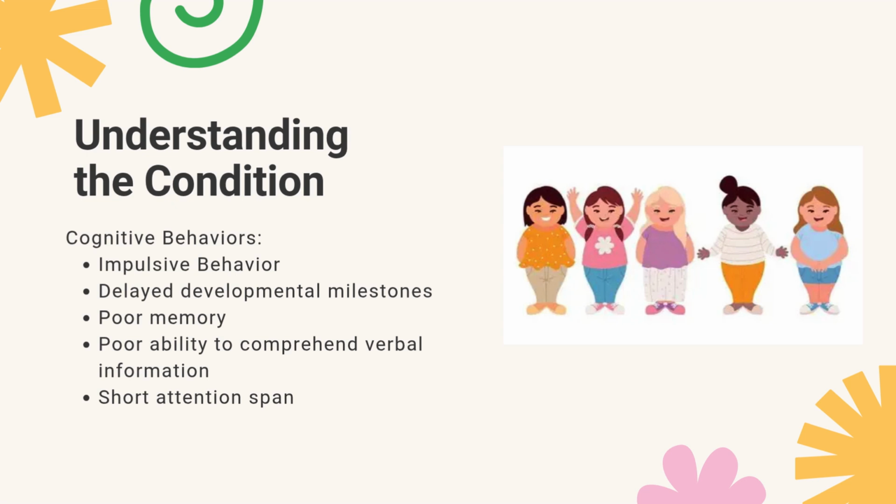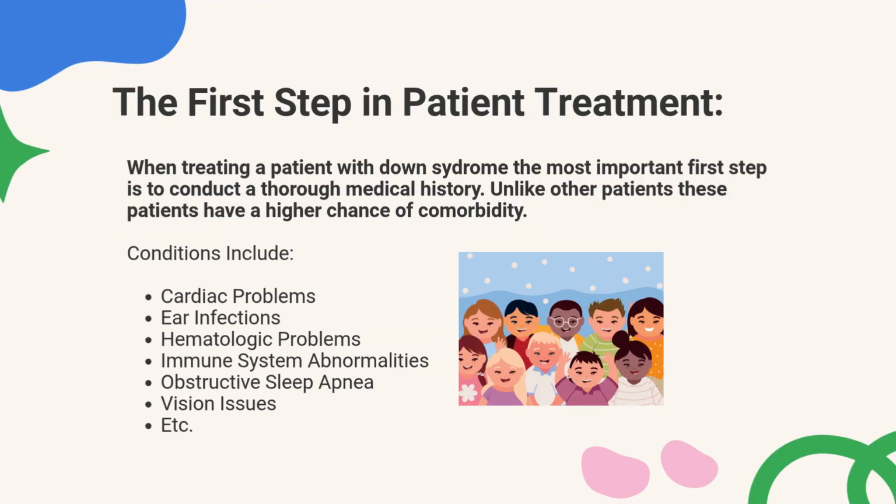Here are some more things you can use to understand the condition. They have cognitive behaviors like impulsive behavior, delayed developmental milestones, poor memory, poor ability to comprehend verbal information, and a short attention span.